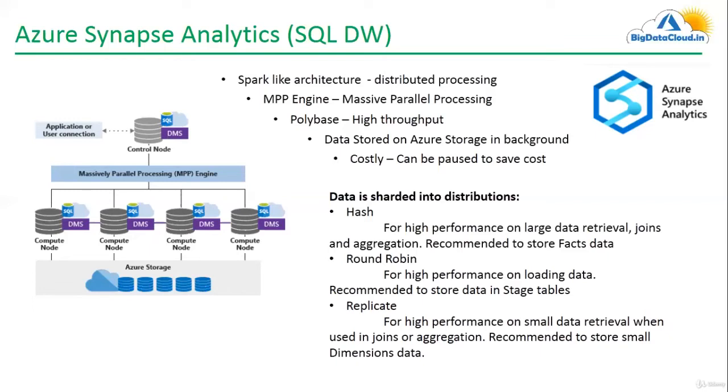You notice there is something called DMS. That is the data movement system. The data movement system is an efficient way to transfer the data between compute node and control node.